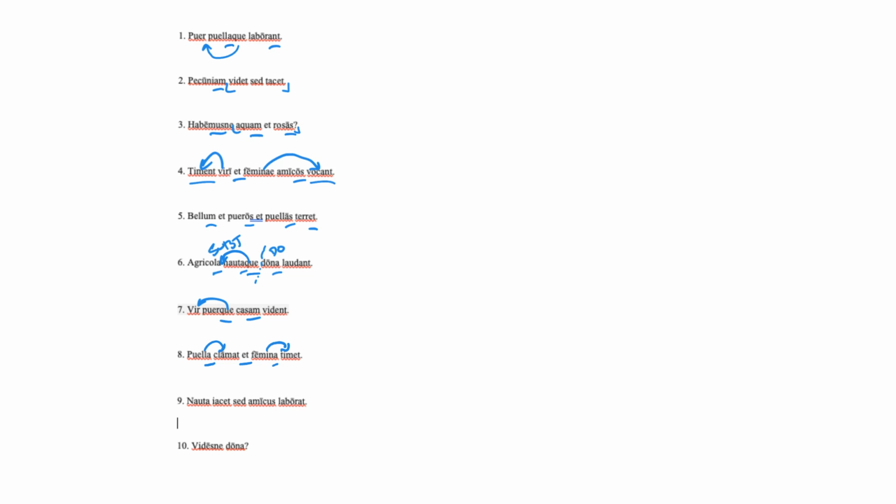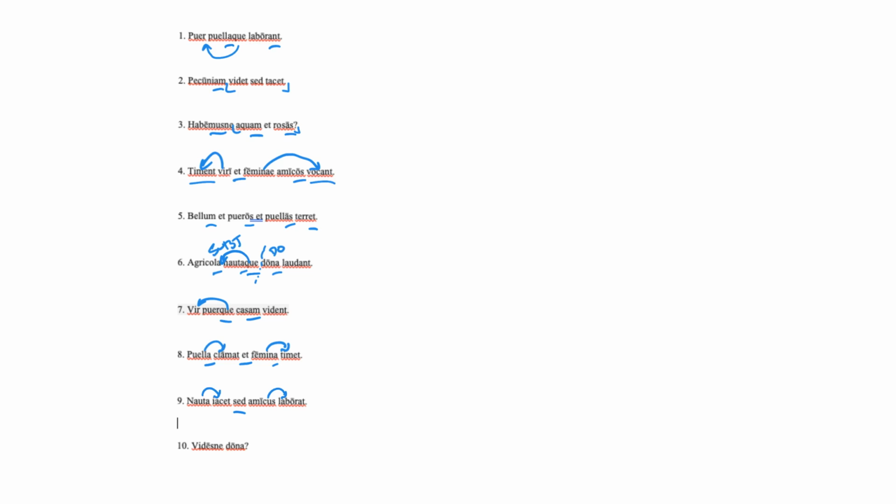Now number 9, nauta iacet, sed amicus laborat. So number 9, similar to number 8, sed, the conjunction, is separating the 2 clauses. And again, just subjects. Nauta is the subject of iacet, amicus is the subject of laborat.